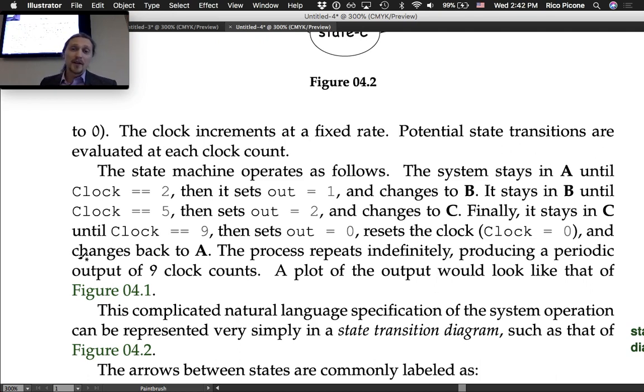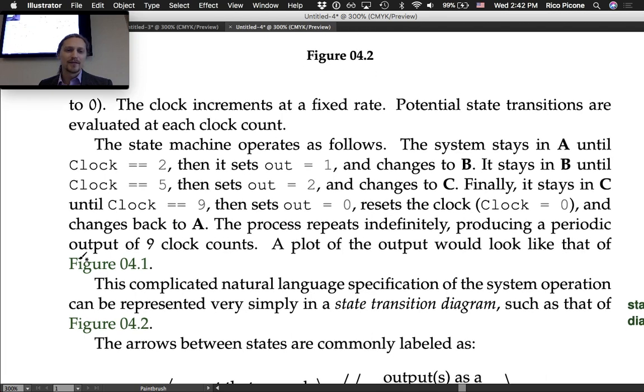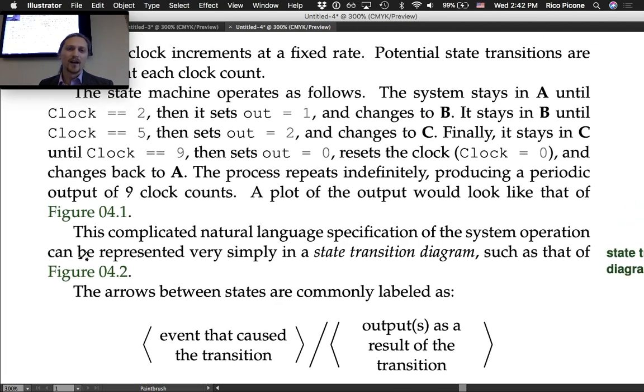So the state machine operates as follows. The system stays in A until this. I told you guys that, right? Yeah. Okay. Good.